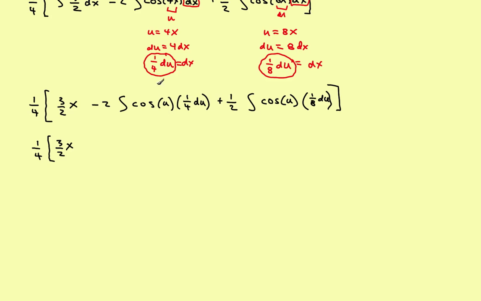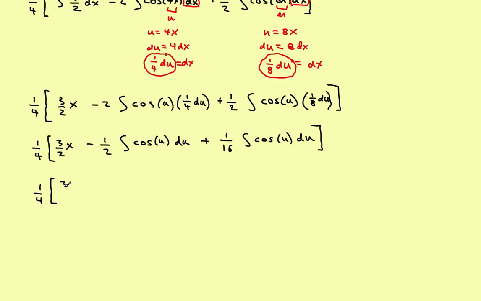And on this one, you can bring this 1/4 out in front, which would get you to a negative, it'd be 2/4 or 1/2, the integral of the cosine of u du. And then on this one, bring the 1/8 out in front, and you'd have 1/16 of the integral of the cosine of u du. Okay, now that gets you to 1/4 of, this would be 3/2 x still, and then here's 1/2.